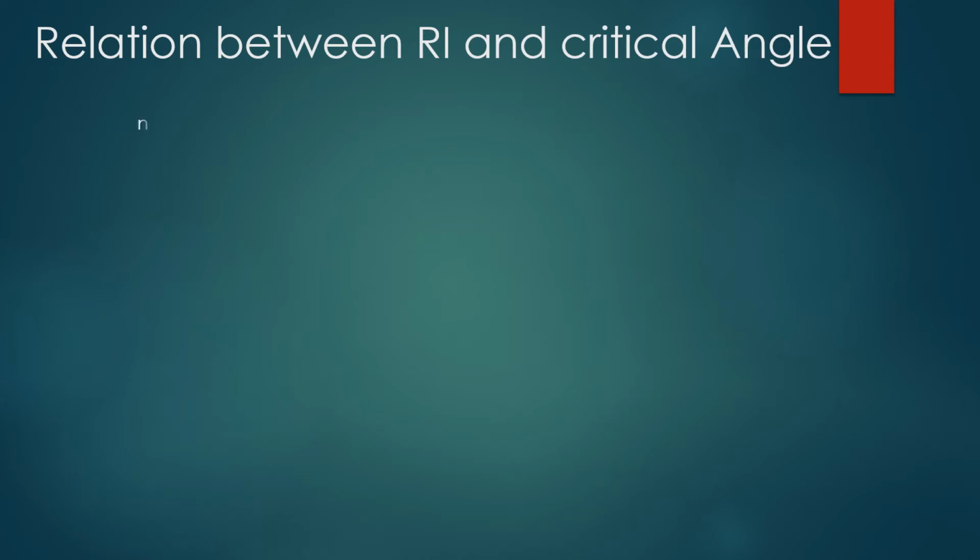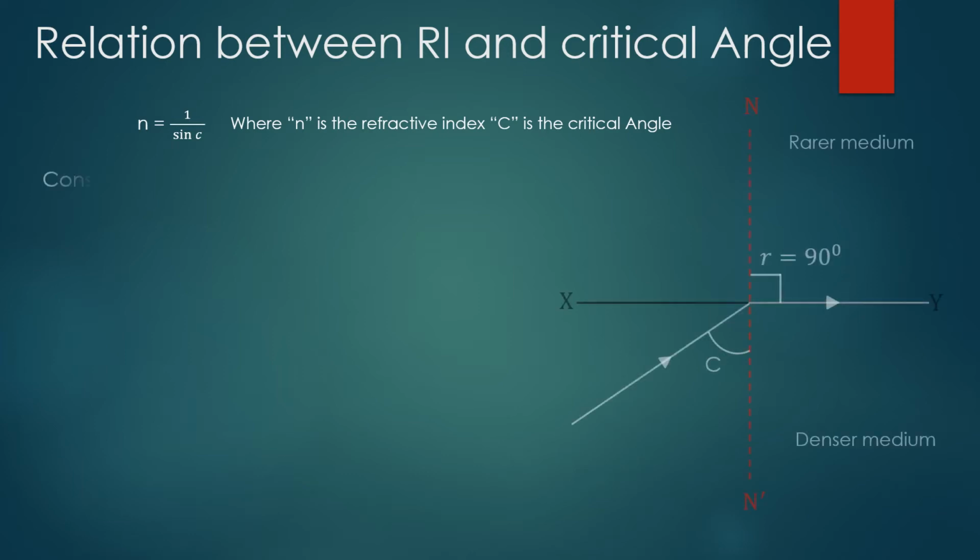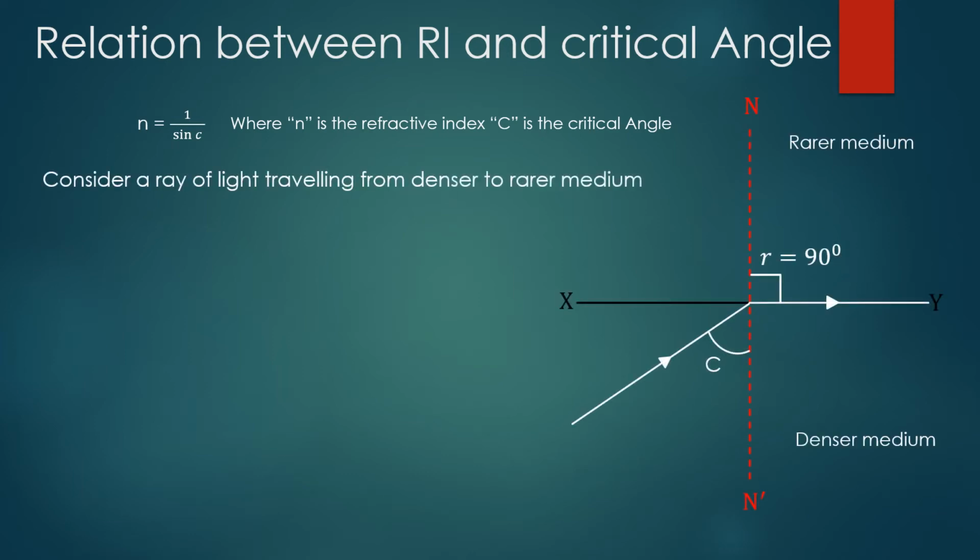That is, n is equal to 1 by sine c, where n is the refractive index and c is the critical angle. Let us consider a ray of light traveling from denser medium to the rarer medium. So, from Snell's law, we can write n1 sine i is equal to n2 sine r. For the critical angle, the incident angle is considered as the critical angle, so i can be considered as c, and the refracted angle is 90 degree. So we can write n1 sine c is equal to n2 sine 90 degree.